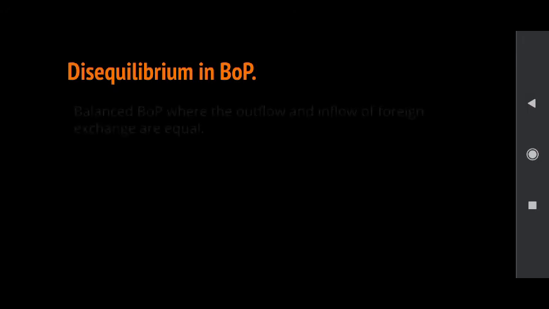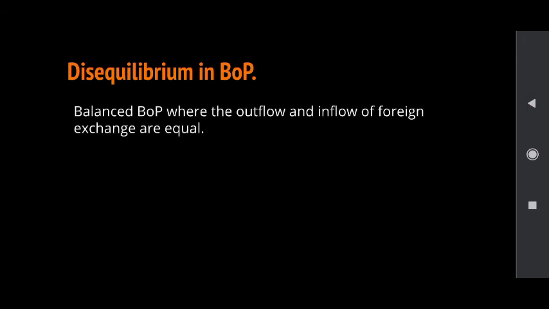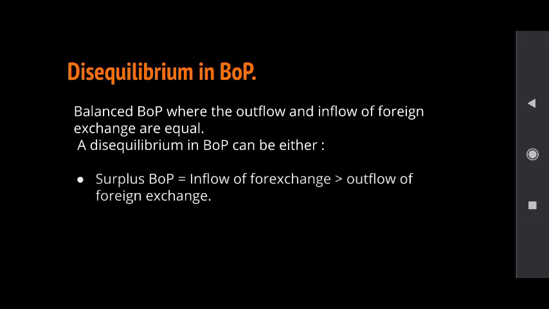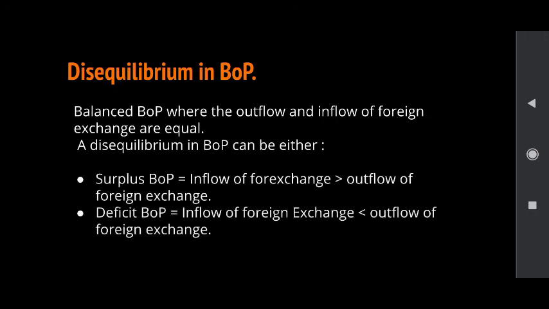Now, disequilibrium in BOP actually results when there is either surplus or deficit. When there is surplus BOP, it simply means that the inflow of foreign exchange is more than the outflow. That means you have received more as compared to the payment which you have made to the foreign country. The deficit BOP means when the inflow of foreign exchange is less as compared to the outflow. It simply means that when you have made more payment to a foreign country than you have received in terms of foreign exchange, it will result in deficit BOP.